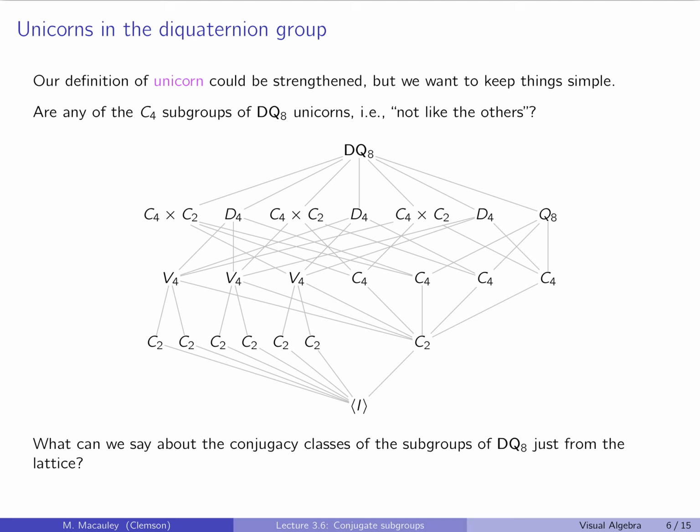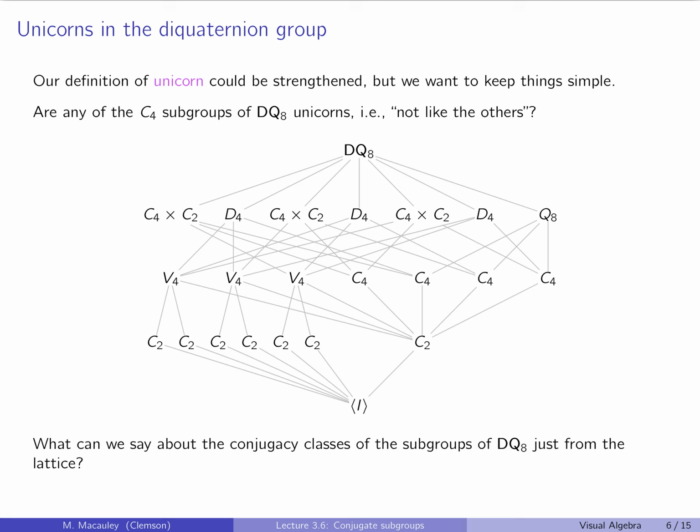As I mentioned earlier, our definition of a unicorn could be strengthened, but we want to keep things simple. And let me just ask you this thought experiment. This is the subgroup lattice of the diquaternion group, DQ8. Remember, this is what we get by taking the quaternion group and adding in a reflection matrix.